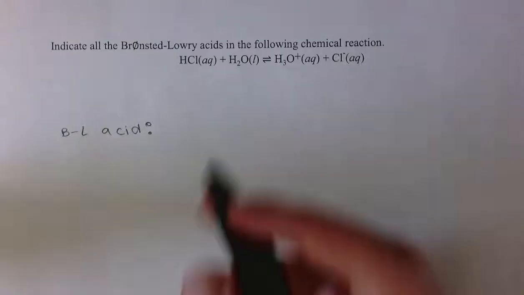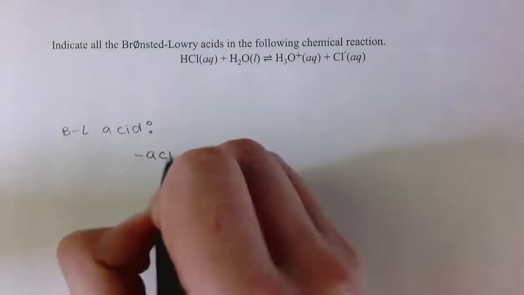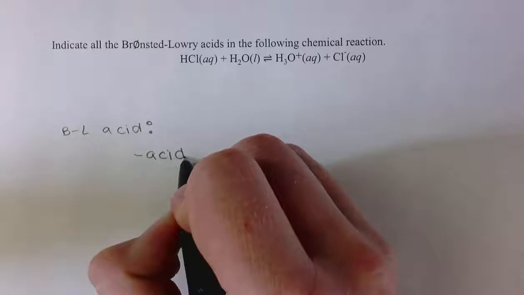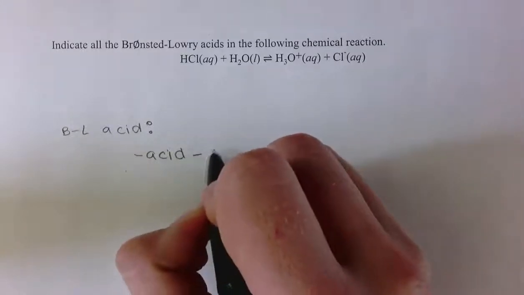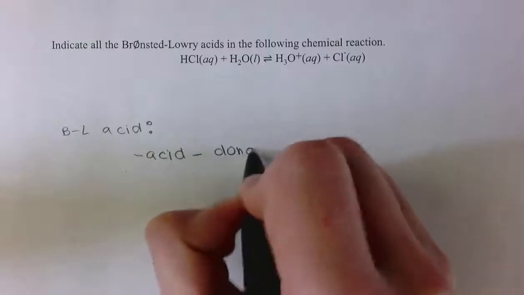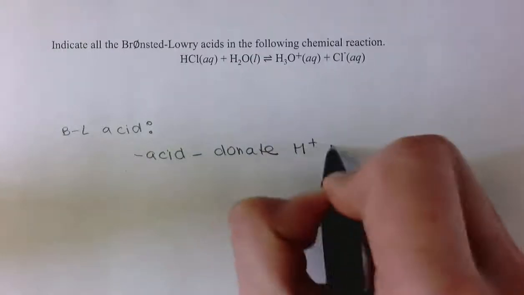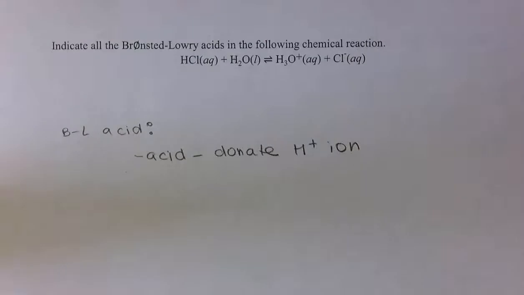So what this means is that to be an acid, you have to be able to donate a hydrogen ion. So that's the biggest part of this definition, and this is different from a base. A base accepts that hydrogen ion that the acid donates.